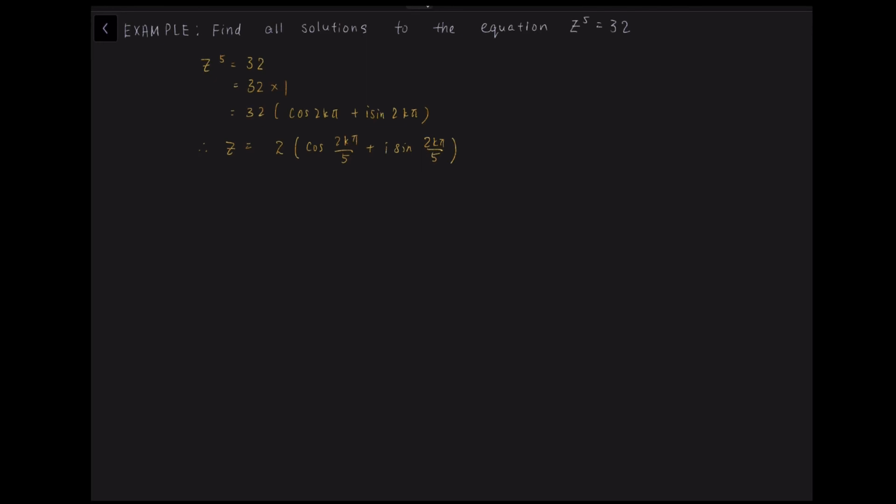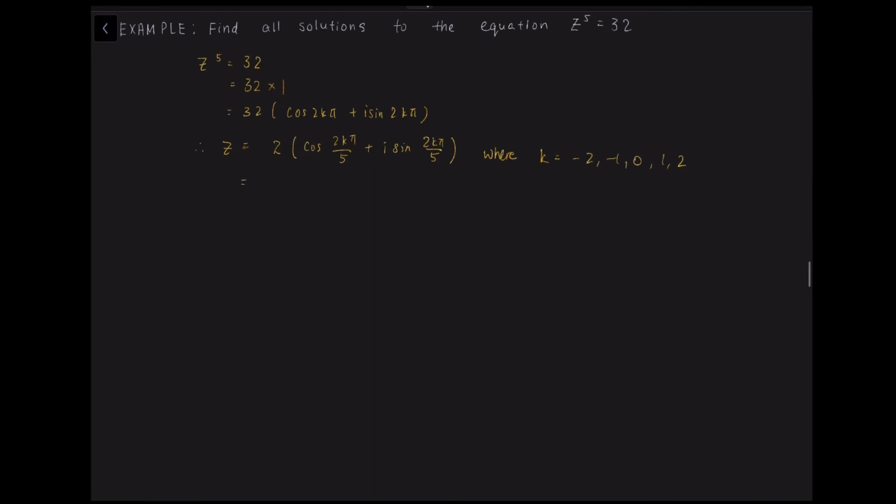And now k must have 5 values. So in this case, we have minus 2, minus 1, 0, 1, 2. Remember to put the numbers in ascending order. Now we substitute all the k values and we obtain 2 cis negative 4 pi over 5, 2 cis negative 2 pi over 5, 2 cis 0, 2 cis 2 pi over 5, and 2 cis 4 pi over 5, where cis is cos something plus i sine something.